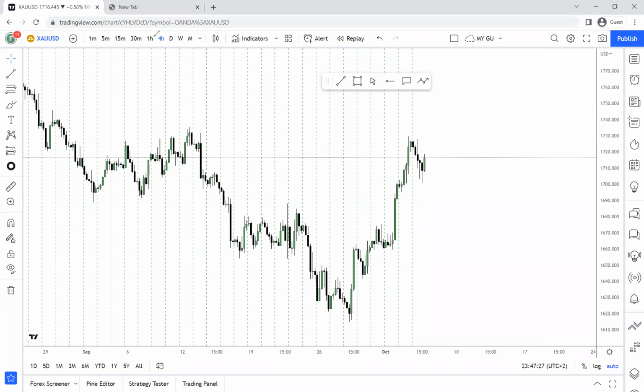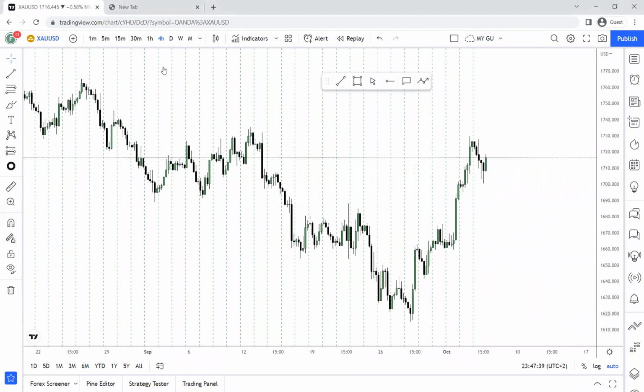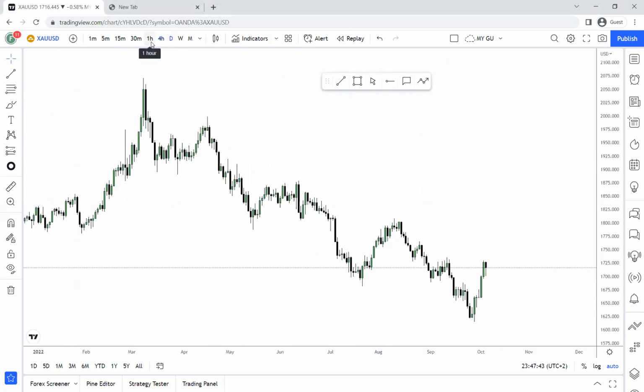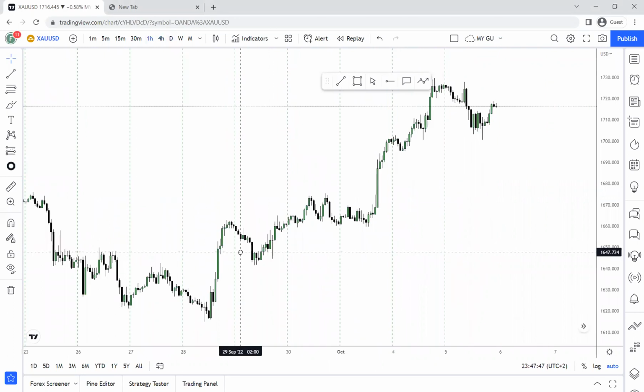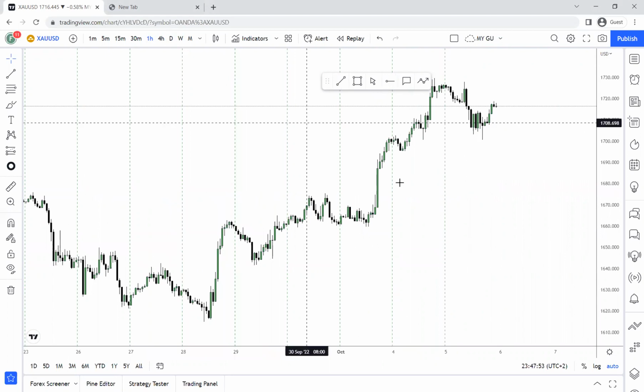All right, so right now we are on the 4-hour time frame. Now remember, what you see on the daily time frame, weekly time frame, monthly time frame, 4-hour time frame, 1-hour time frame, is all the same. However, for now, we are going to use, let's say, this 1-hour chart as our example.